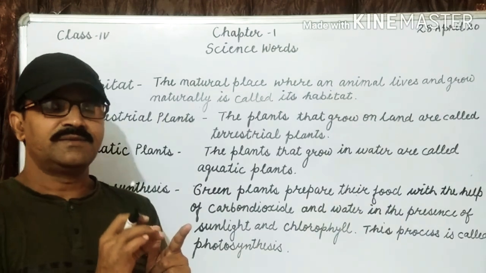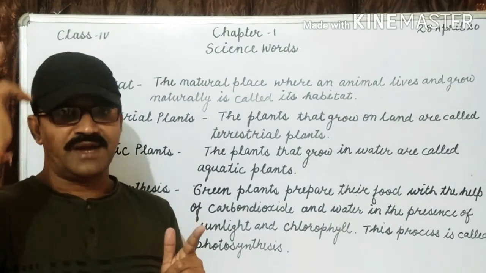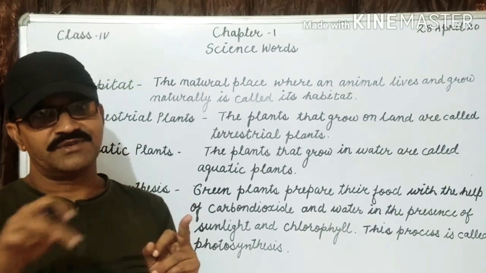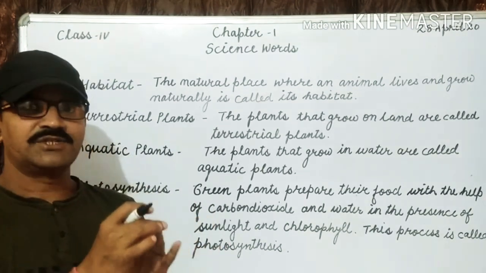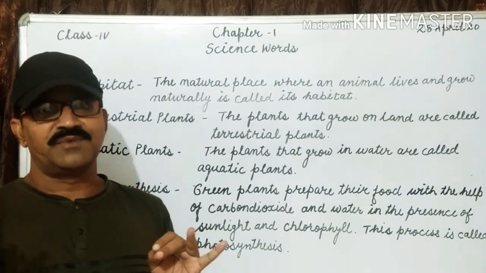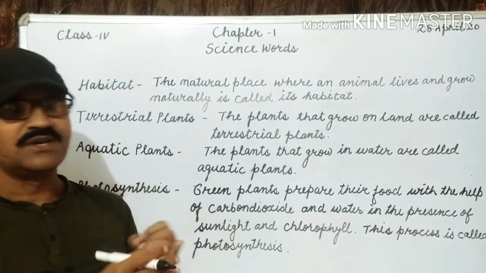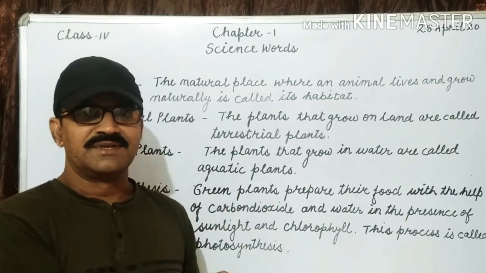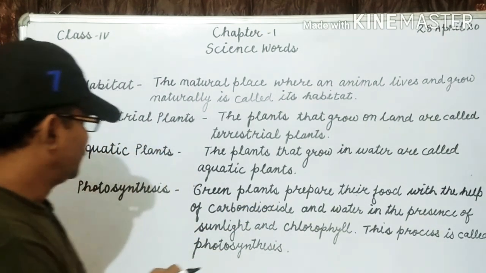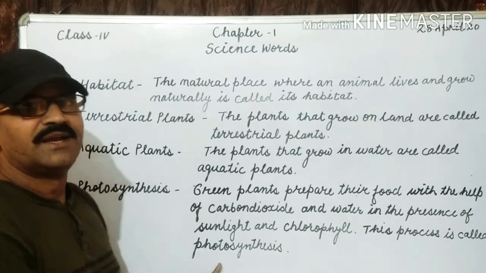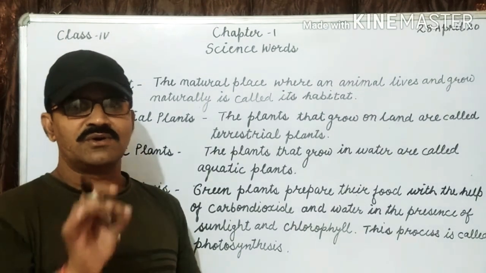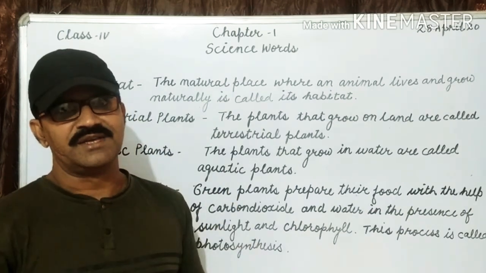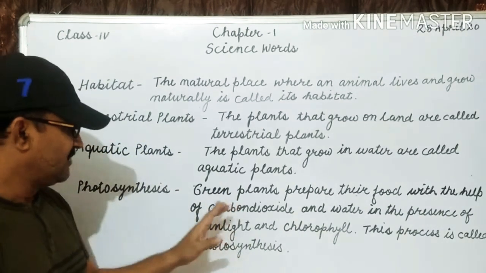Carbon dioxide, plants absorb carbon dioxide from the atmosphere. Water, they absorb water from the soil. Next, sunlight, they trap the sunlight from the sun. And fourth is chlorophyll. It is the green pigment present inside the leaves. In this process, oxygen is released. This oxygen is used for breathing for living beings. This is clear, very simple definition.